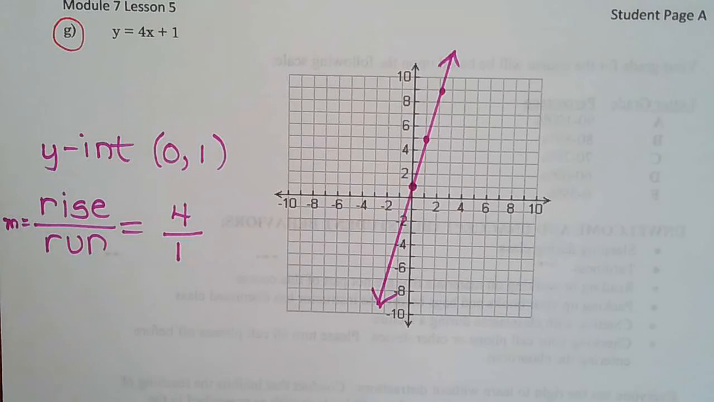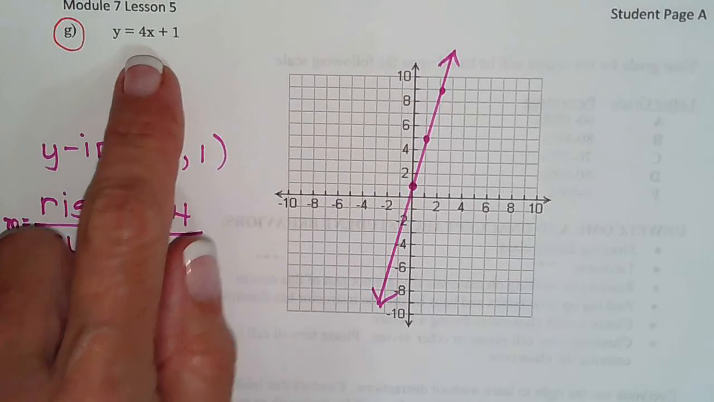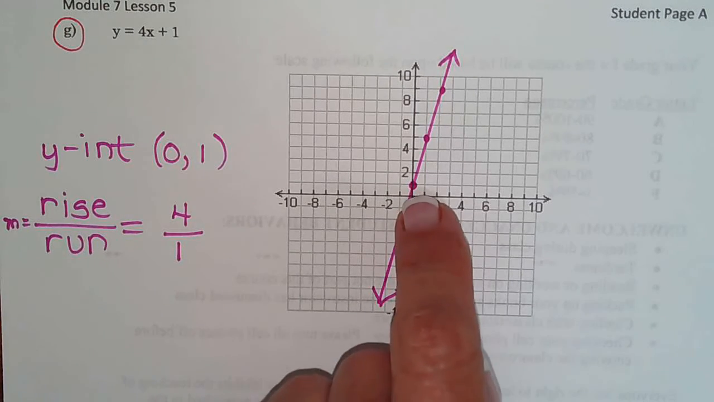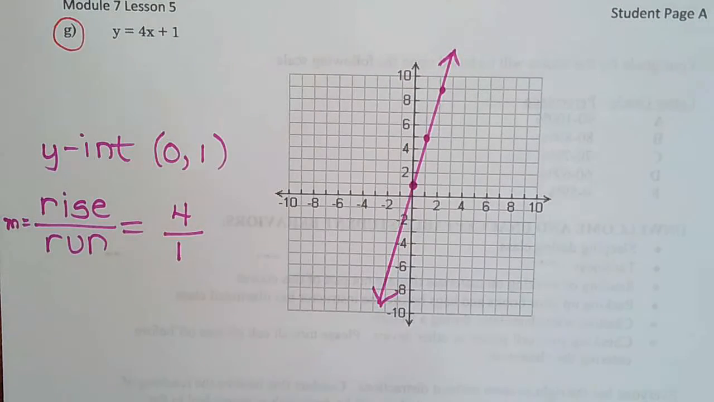Okay, we're working on page 4 on Module 7, Lesson 5. We had just finished G, found the y-intercept to be (0, 1) and the rise over run to be 4 over 1. We plotted the point, rise 4, run 1, rise 4, run 1. I think everybody got that before the video stopped.